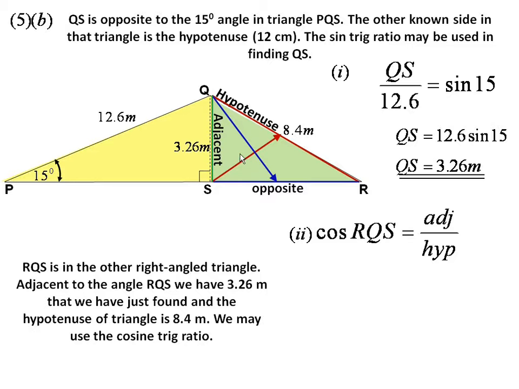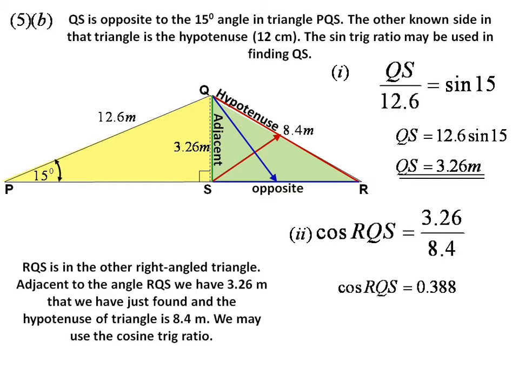Therefore, what we need to find is RQS. This side is adjacent, that we know, and we also know the hypotenuse. The trig ratio that makes use of adjacent and hypotenuse is cosine, and cosine is equal to adjacent over hypotenuse. 3.26 over 8.4 simplifies to give 0.388. So cos of RQS is 0.388.